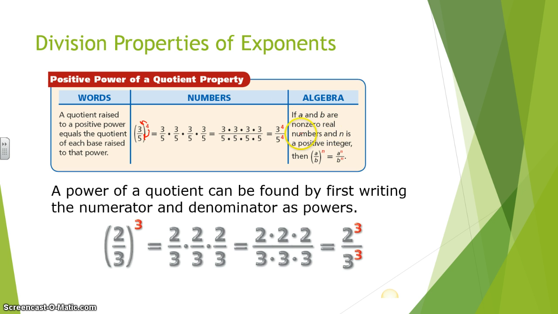So if a and b are non-zero real numbers and n is a positive integer, then a over b to the nth power is a to the n over b to the n. Here it's broken down a little bit more. A power of a quotient can be found by first writing the numerator and denominator as powers. So here we have 2 to the third, 2 multiplied by itself 3 times, 3 to the third, 3 multiplied by itself 3 times, which gives me 2 to the third over 3 to the third.